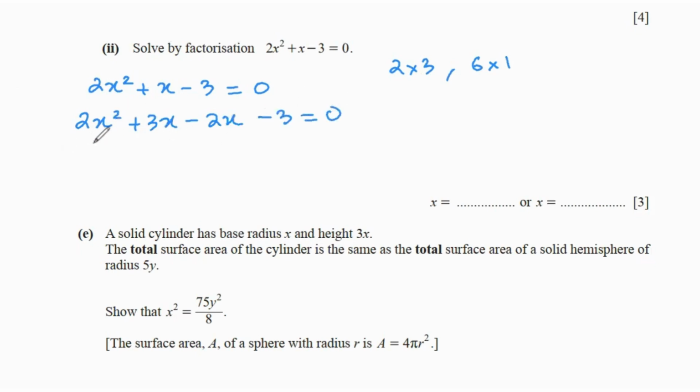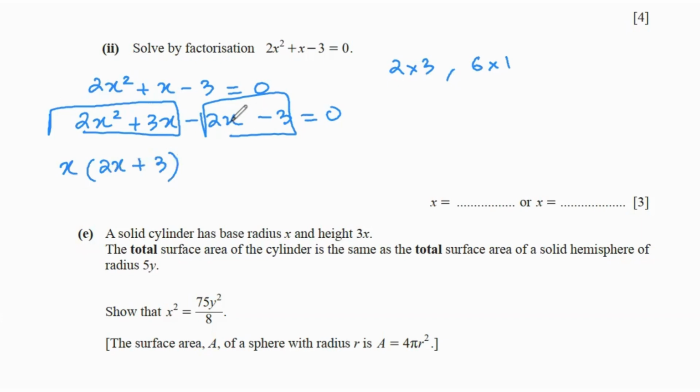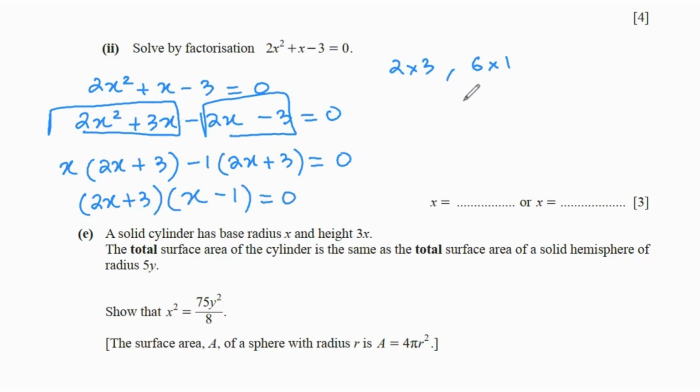So now we factor by grouping. We split the equation into two groups and factorize it separately. Between 2x squared and 3x, we have x common. So 2x plus 3 in the bracket. And between 2x and negative 3, we have negative 1 common. So again, 2x plus 3 in the bracket. Now we can see that between x and negative 1, 2x plus 3 is common. So that leaves x minus 1 in the bracket. So one value of x is negative 3 over 2, and the other is positive 1.